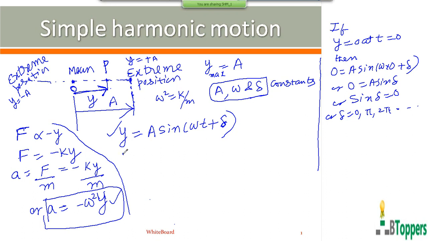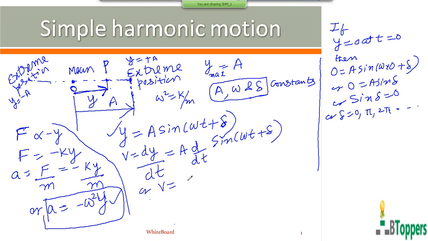The instantaneous velocity of the particle is given by dy by dt, rate of change of displacement with respect to time t. That comes out to be A into d by dt of sin(omega t plus delta). This you can write as v equal to A omega into cos(omega t plus delta).